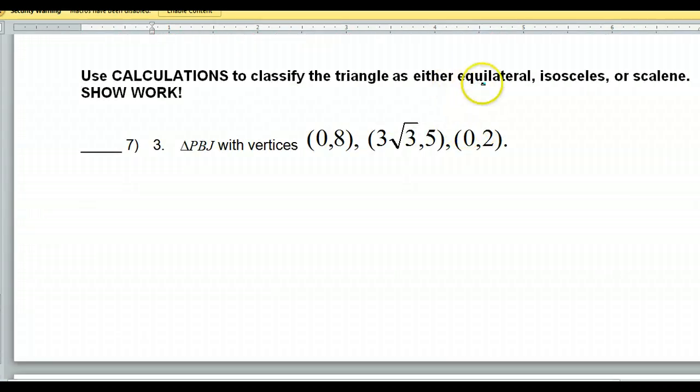Is it equilateral, isosceles, or scalene? Well, we got 3 distances to do. We got to do PB. All right. Well, let's say this is P, B, and J. So we'll do PB. Then we'll do BJ. And then we'll do PJ.